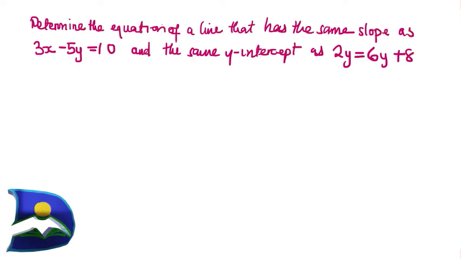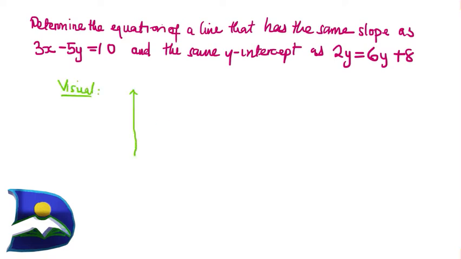But now let's get into something a little more challenging, which tells us to determine the equation of a line that has the same slope, don't forget that, as a specific line expressed in almost standard form, which in this case is 3x - 5y = 10, and the same y-intercept as this other line, which is represented as 2y = 6x, that's supposed to be x not y, so sorry, plus 8.